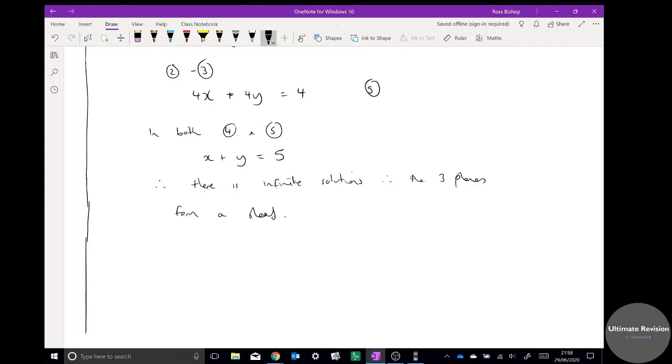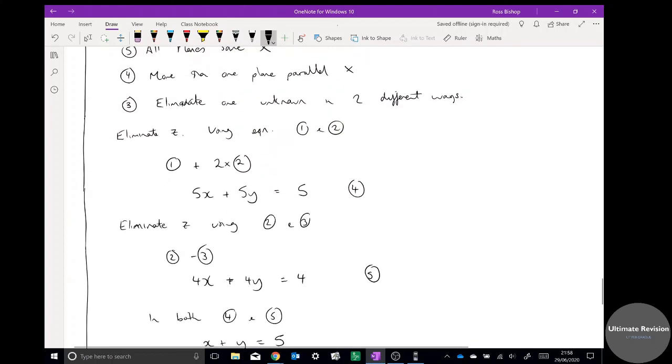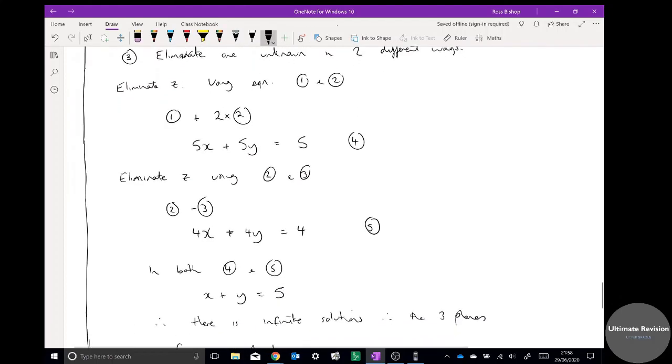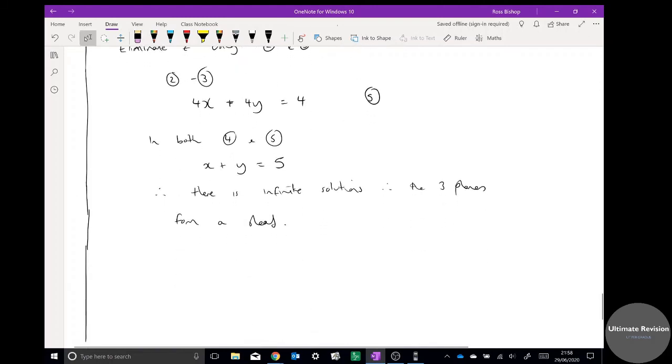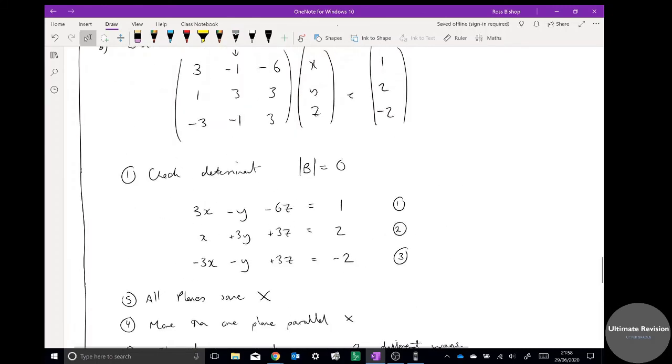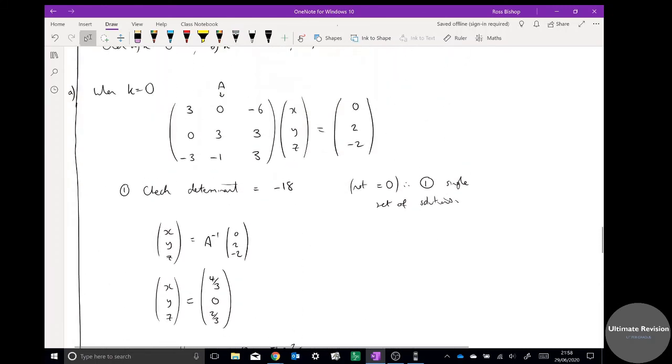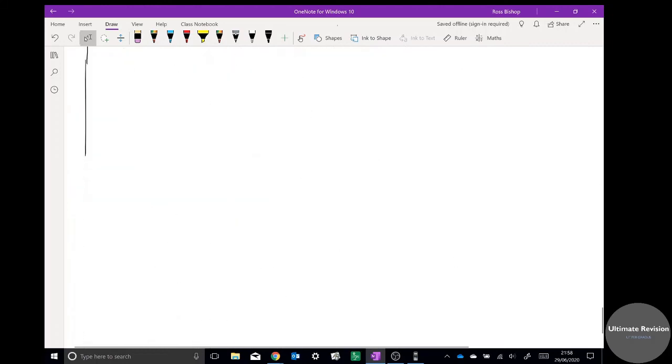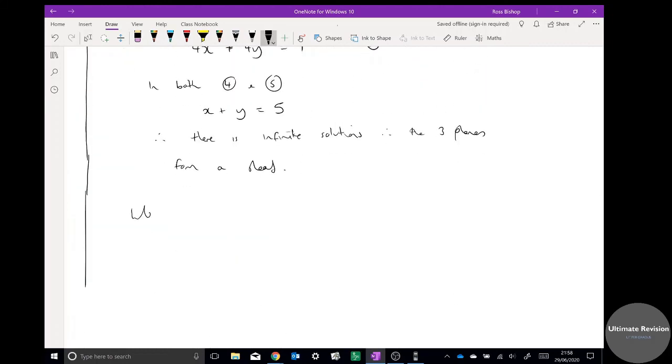X and y can be anything, which means then z, whatever z is, x and y can be anything regardless of the value of z. Right, let's look at the third case, which was the final bit, which is when k was minus 6. So when k equals minus 6, we get this set up.